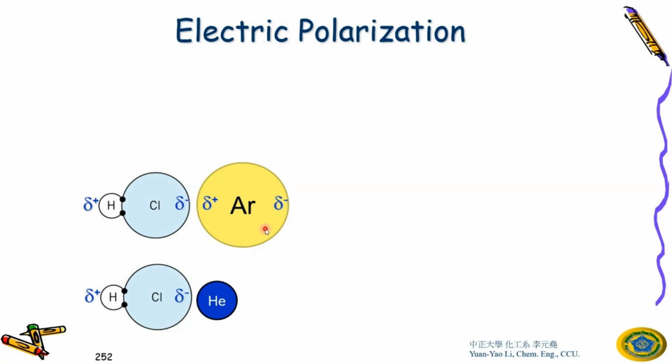This is called polarization. Can you tell me which bond will have higher energy: the bond between hydrogen chloride and argon, or the bond between hydrogen chloride and helium? Have a guess. When we're talking about bonding energy, we're talking about Coulombic attraction. If the Coulombic attraction is high, the bonding energy will be high. So compared to argon or helium, which bonding energy will be high? Anybody want to tell me?